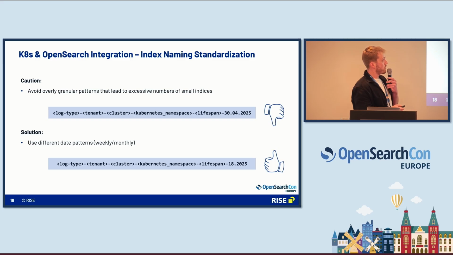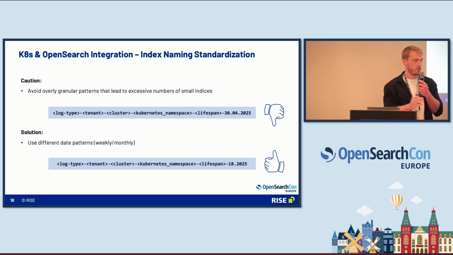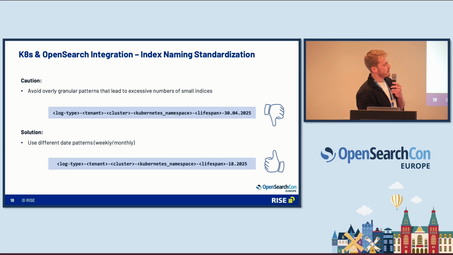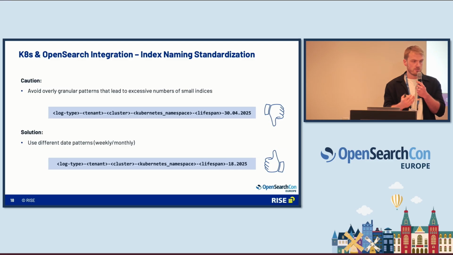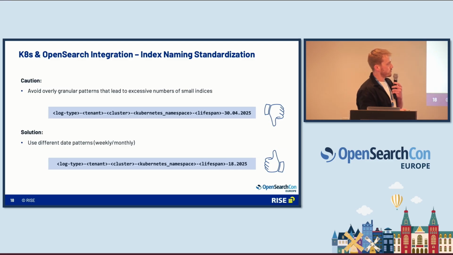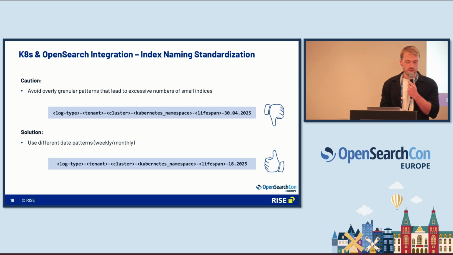Now, you need to be cautious with index naming a little bit. So, for example, if you decide to use the Kubernetes namespace as part of your index and combine this with a daily date pattern, you might accidentally create a lot of very small indices. So to avoid this, you could use a different date pattern, for example, and this will make sure that you will receive enough logs from this one particular Kubernetes namespace.